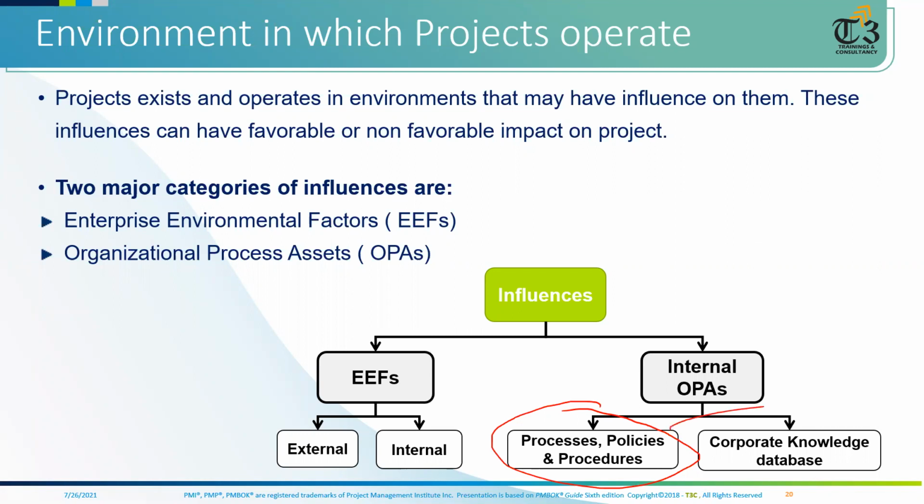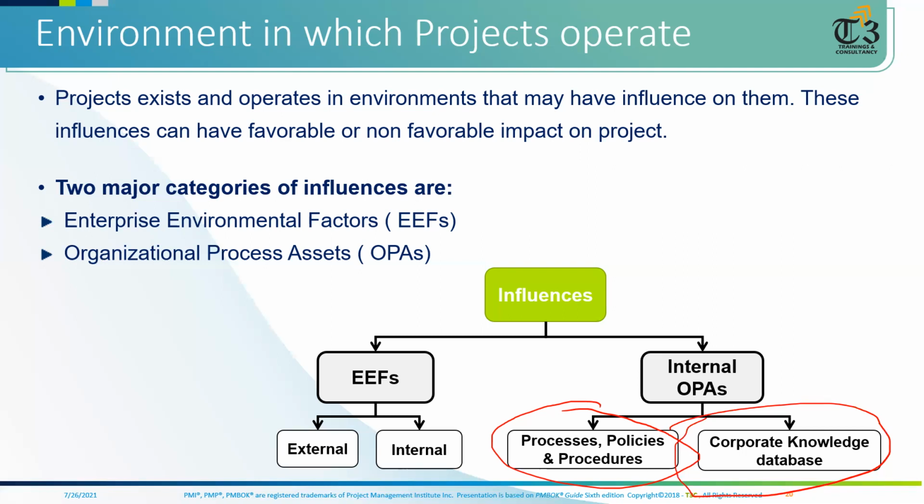It also contains a corporate knowledge database, which works as a repository for past project archives. So it contains all our past project archives, which can be used as lessons for future projects. We can keep them in an unorganized way, or we can put them in an organized way, like a project management information system. So OPAs contain two things: policies, procedures, processes, how to do things and how to do decision making, and it also contains the past project archives.